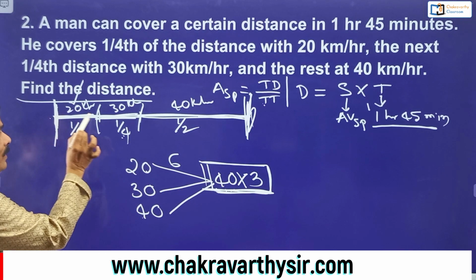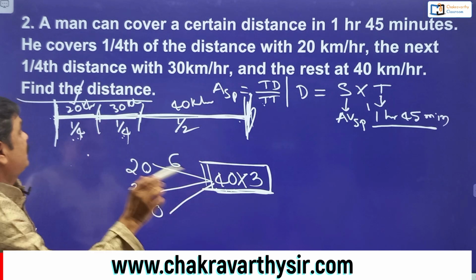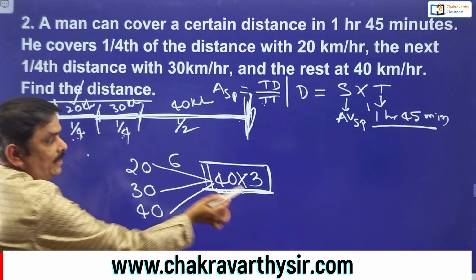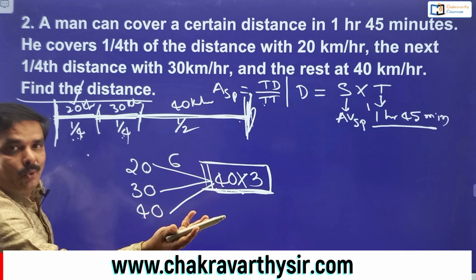6 hours, not from here to here. Observe carefully. From here to here, just imagination. Next, from here to here. This is the distance. If he goes with 30 kilometers per hour, how much time would it be taking?